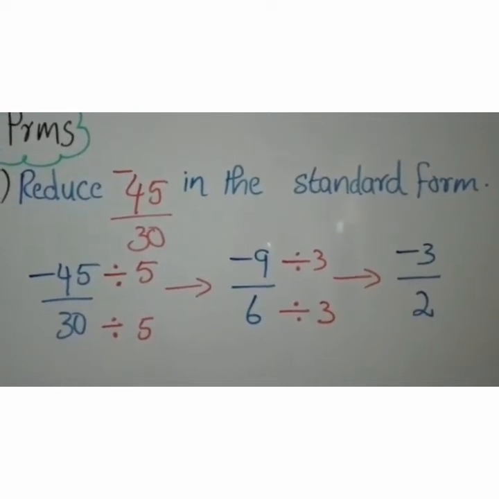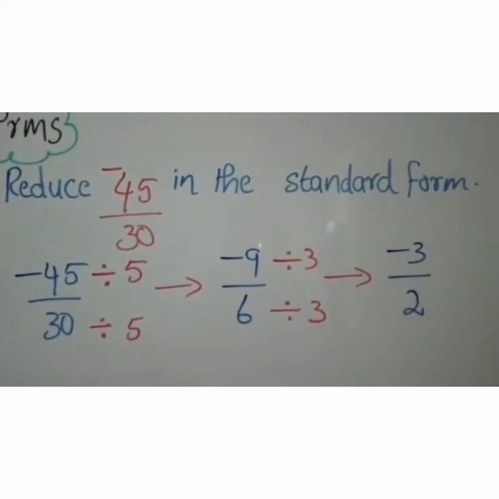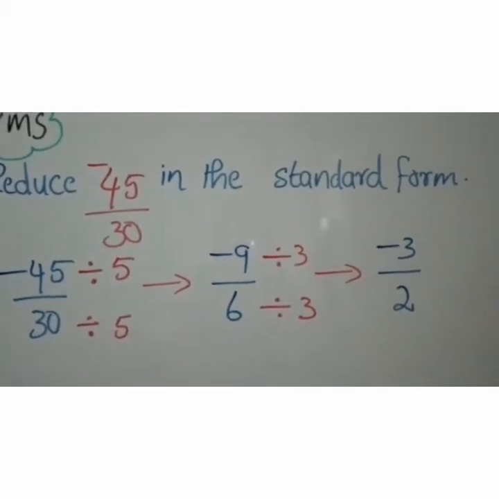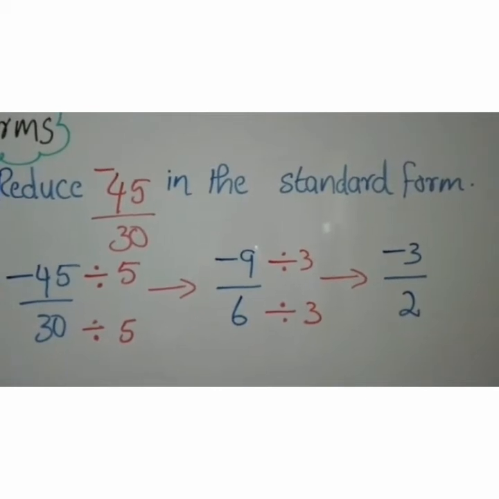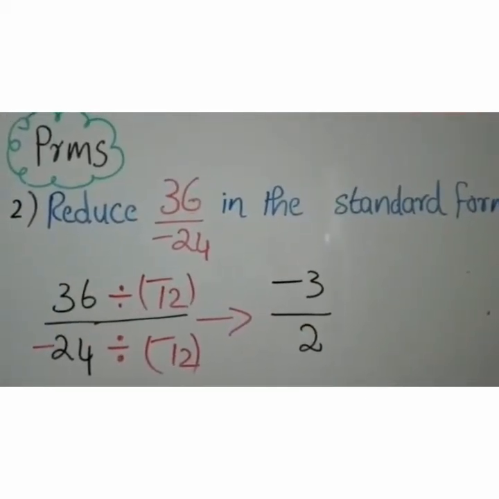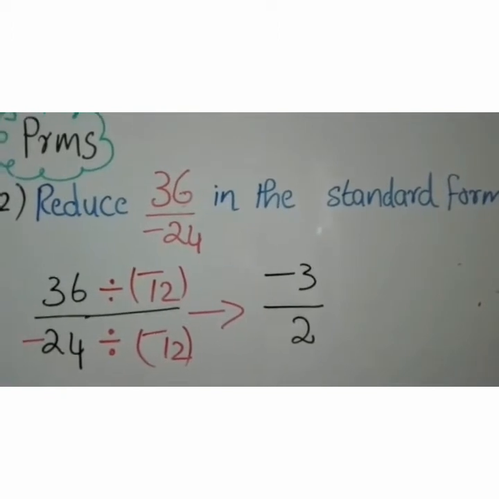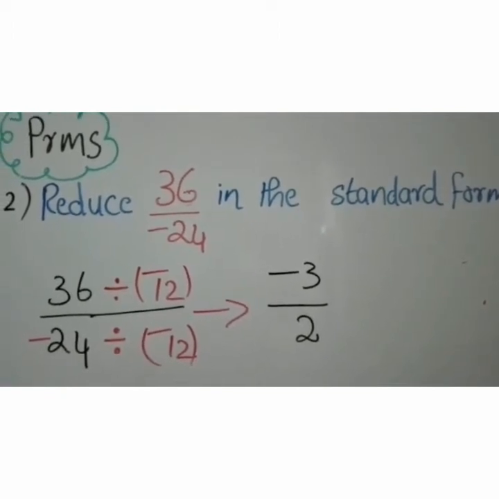That is negative 9 divided by 6. Again there is a common divisor, that is 3. The final answer will be negative 3 divided by 2. In the second example, 36 divided by negative 4. So you know that the negative sign is in the denominator. In the standard form, the negative sign should be in the numerator.